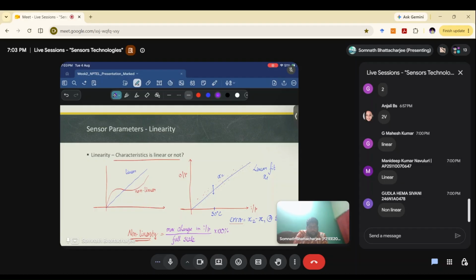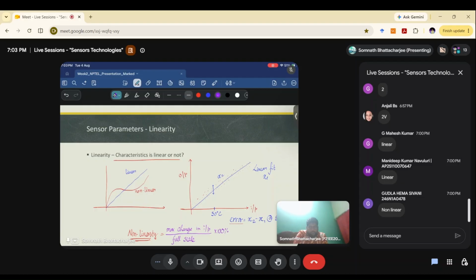So if we are talking about a temperature sensor, when we are increasing it from 0 degrees to 100 degrees centigrade, we are getting a different value at 50 degrees centigrade. And when we are reducing it from 100 degrees to 0 degrees centigrade, we are getting a completely different value. So the concept is like this: when we are moving towards this, we are getting this, and when we are moving towards this, we are getting this. So this is called hysteresis.